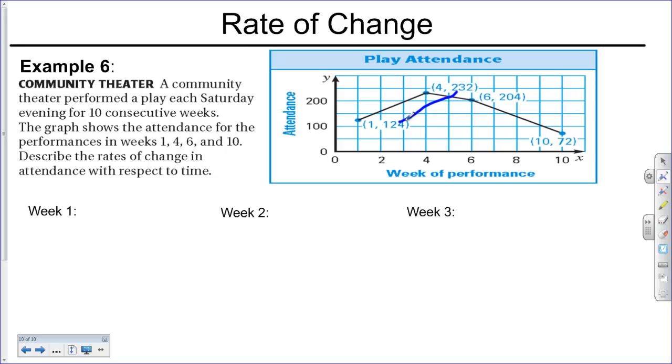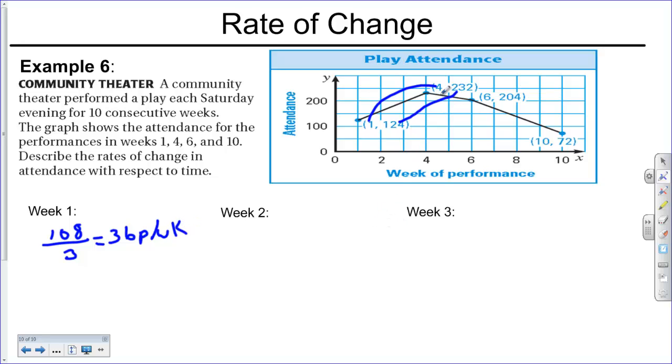So the attendance from 232 minus 124, and that gives us a 108 change in attendance, and that is over week 4 to week 1, so that's 3. So 108 over 3, and that gives us 36 people. We'll call it people. People per week. 36 people per week.